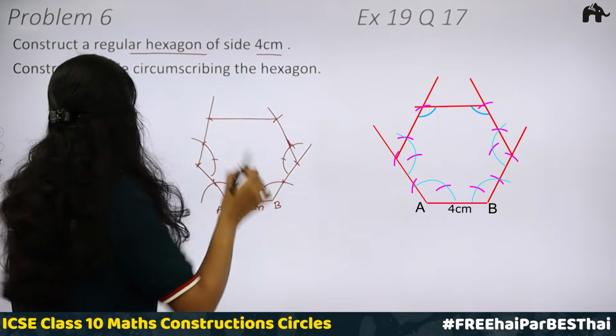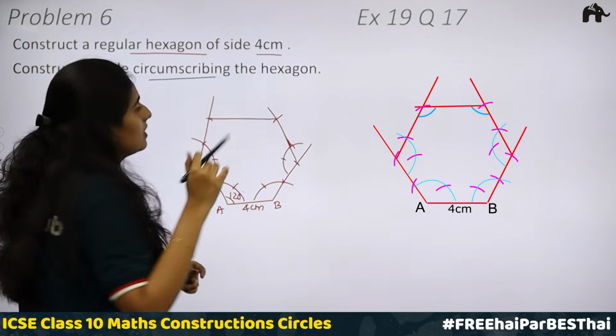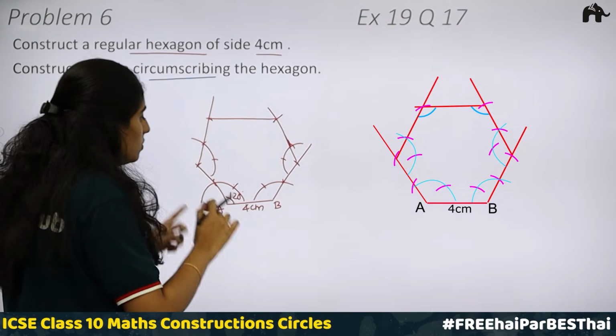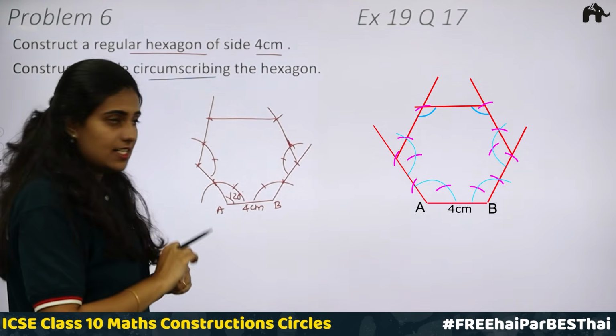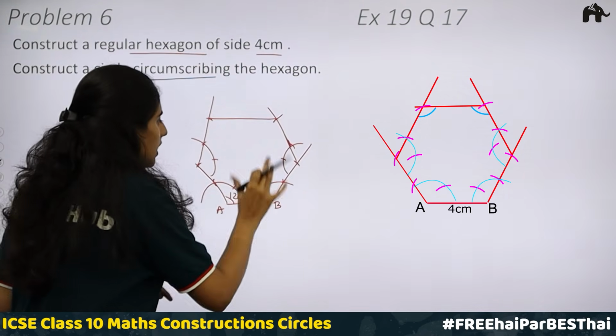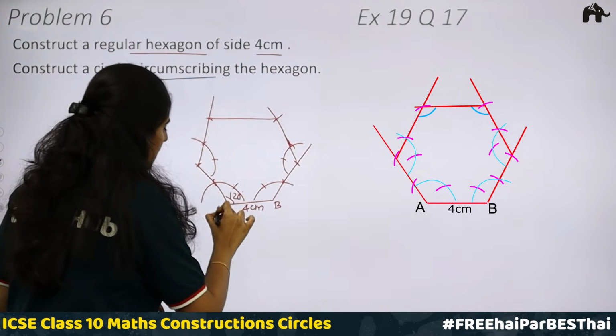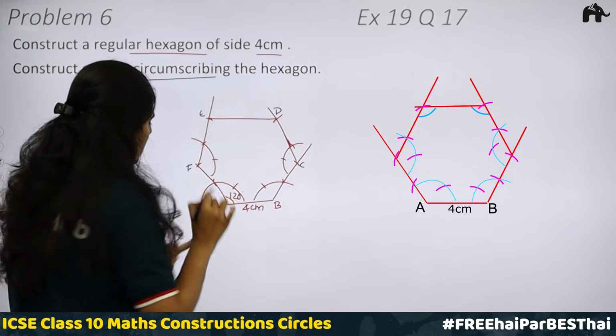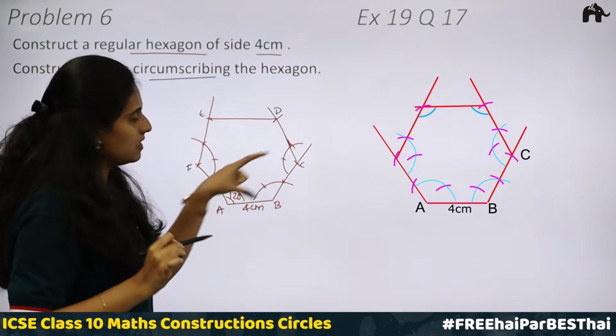Now we need to construct a circumscribing circle. Okay. How to draw the circumscribing circle? We know to draw for a equilateral triangle. Here we are going to take the same steps. Consider any 2 sides. Okay. We'll name this A, B, C, D, E, F. I'm considering the sides AB and BC.